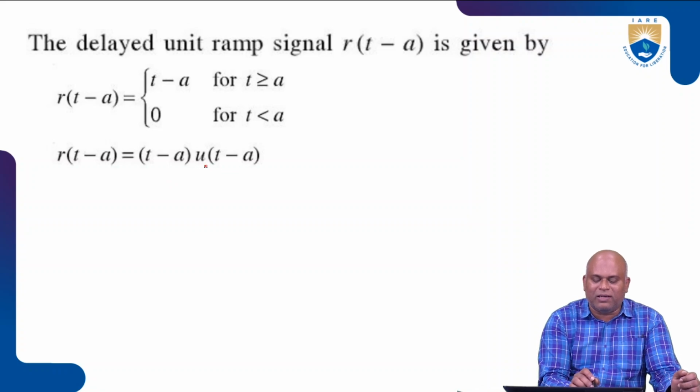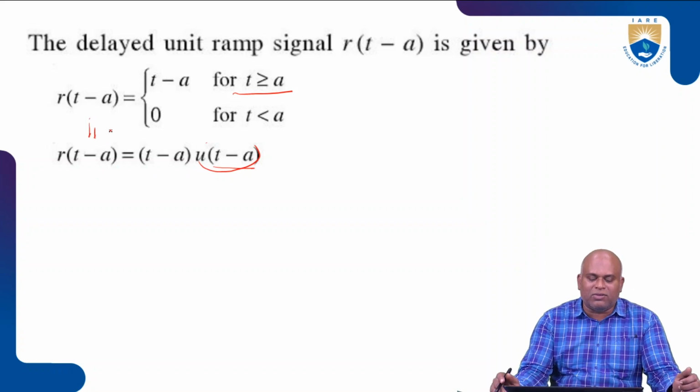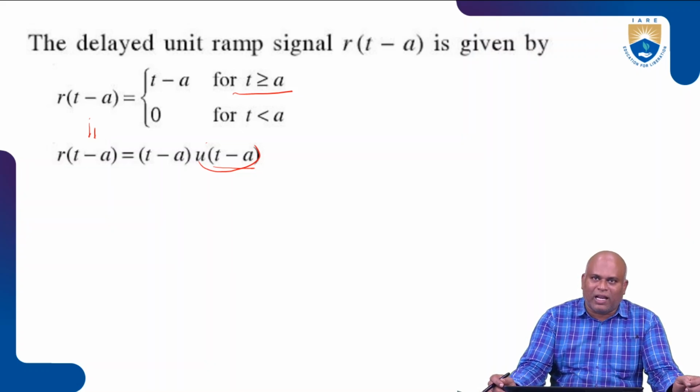What will this represent? This represents the interval of the signal. For t greater than a, it is represented as a unit slope t, and for t less than a, it is represented as 0. So we get a similar waveform together. This is an alternate representation of the mathematical model of the delayed unit ramp signal.